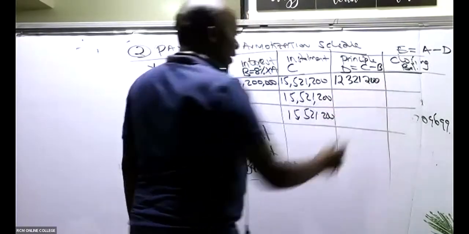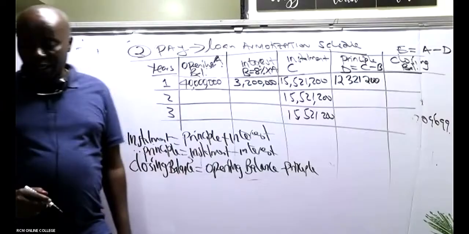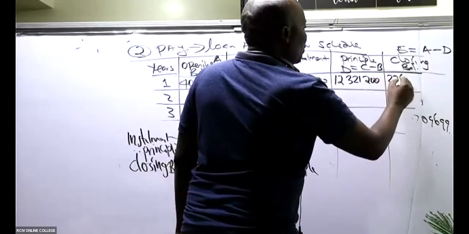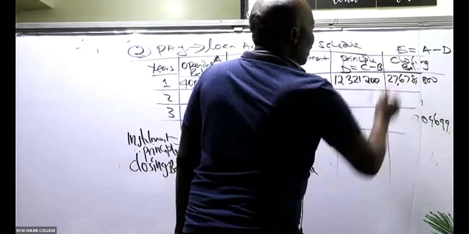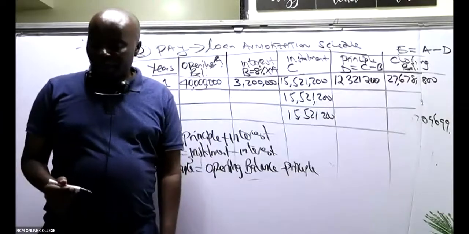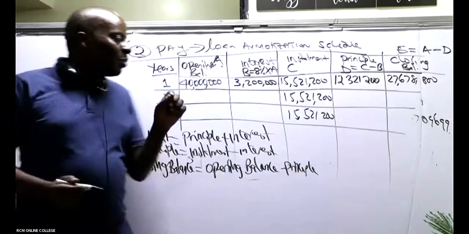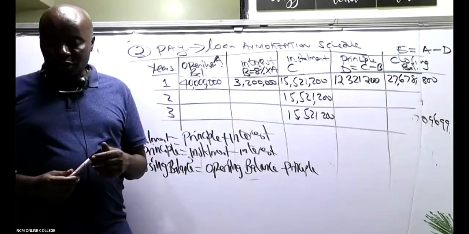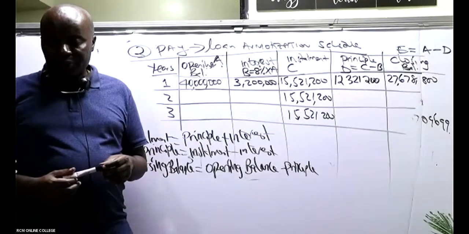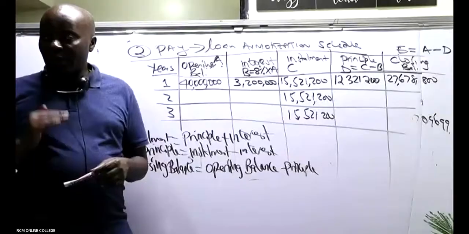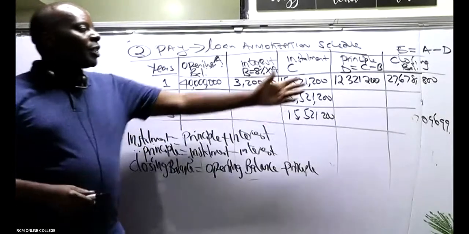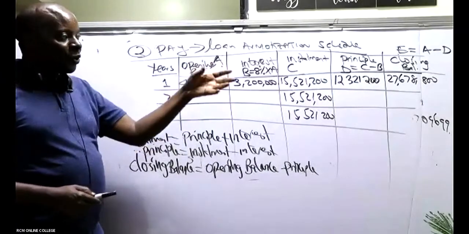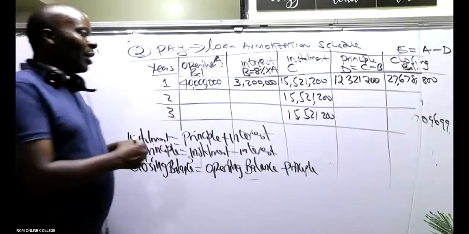Are you able to give me a figure here? 27,678,800. Thank you very much. Then what do you think about the opening balance of year number 2? Somebody, the opening balance of year number 2 will be the closing balance for year 1. So we bring this closing balance for year 1 down here. We shall open with it here.